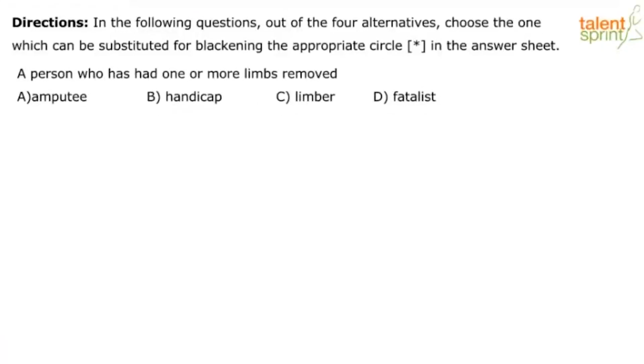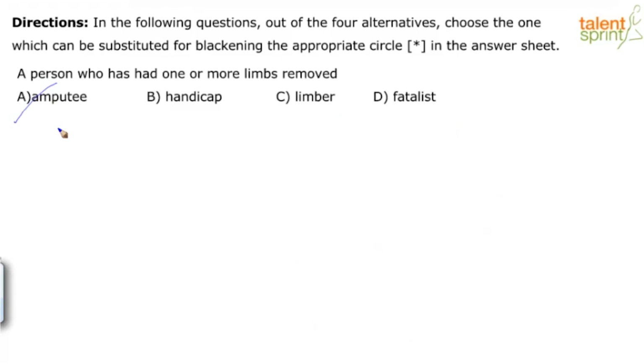A person who has had one or more limbs removed. One or more limbs removed. Our options are amputee, handicap, limber, fatalist. So amputated, I'm familiar with that word. Amputated means limb has been removed. So because I'm familiar with that verb, it's easy for me to relate to it because amputee refers to the person. So that's what it needs. So I'll go with option A.